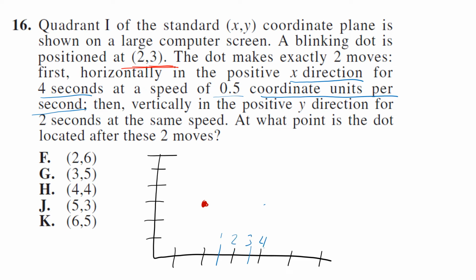So now the dot is here, at our coordinates 1, 2, 3, 4. So our x coordinate is going to be 4. That's all we really have to do now.